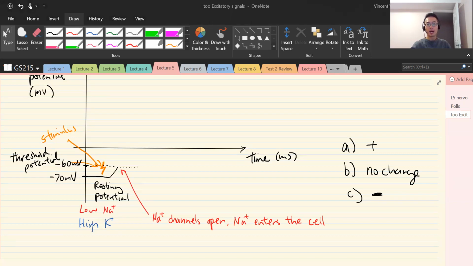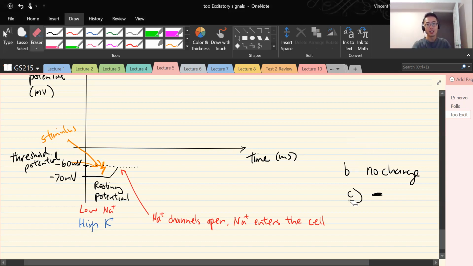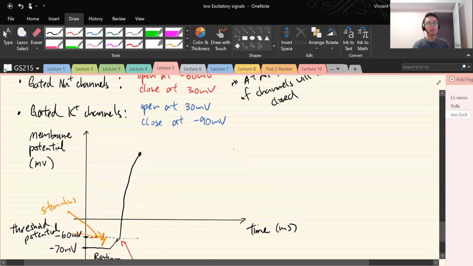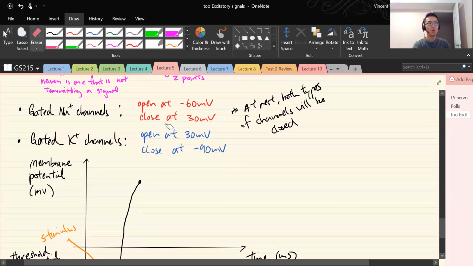Most of you said more positive, and that would be correct because the sodium is positively charged, right? So if you have all the sodium coming in, it's going to make the inside more positive. How do we show that on the graph? It's going to keep on going up like this, until what point? When will the sodium stop coming in? They will stop coming in when the doors close, right? And the door closes at 30 millivolts. So this is 30 millivolts, and that is when it's going to peak.